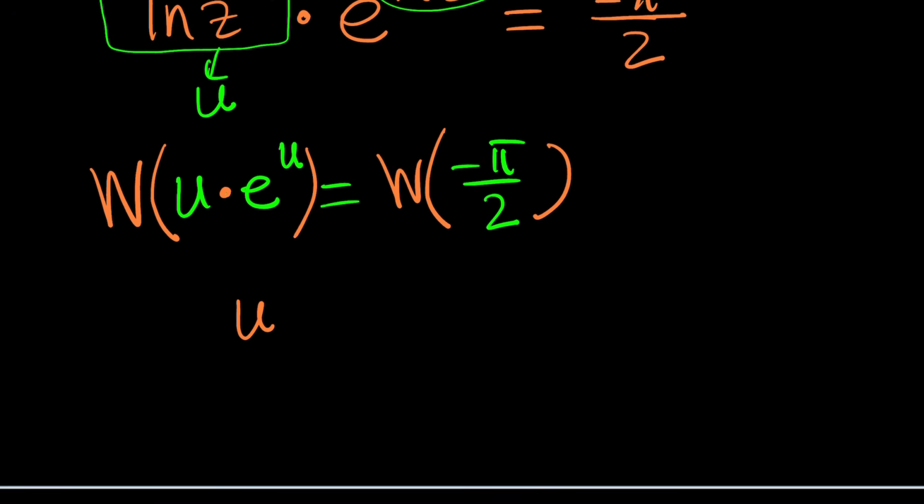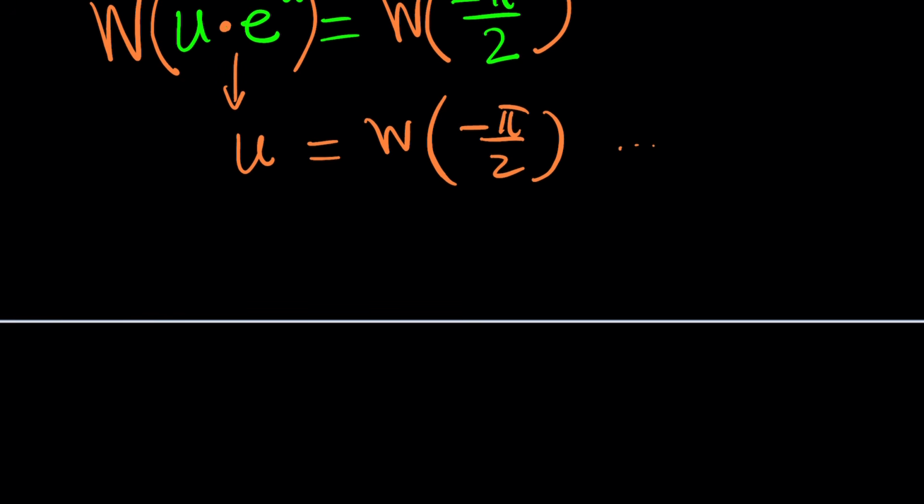It's also called product log for a good reason, because if you take e to the u and ln it, you get the u, but this is a product. So you turn the product into u, which is the argument or the independent variable in this case. So this gives you u. U is equal to W of negative pi over 2. Okay, great, but how do you find W of negative pi over 2? That's a good question. We're going to work on that next. So for that purpose, let's go ahead and leave this here.